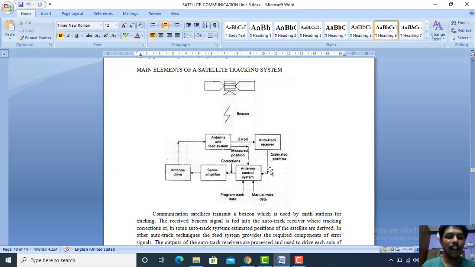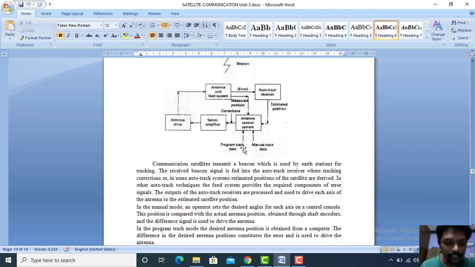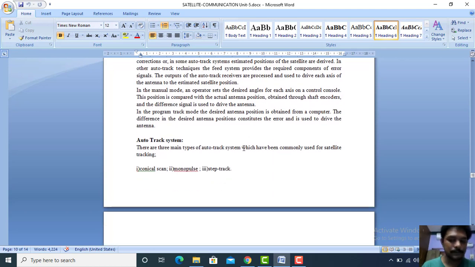What the error indicates is that you have not given the exact positions of manual tracking or program tracking. If you have not given the exact positions, then it will automatically take the receiver positions from the automatic tracking system, consider those positions, and send the signals to the satellite. So these are the main elements of the tracking system, explained here.